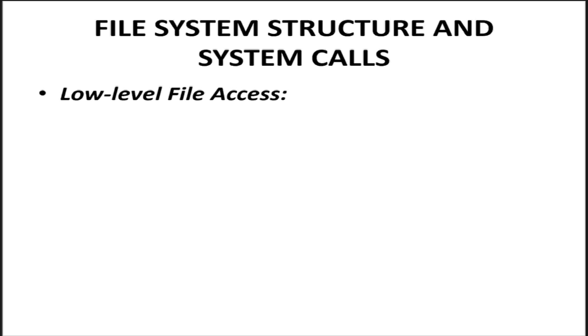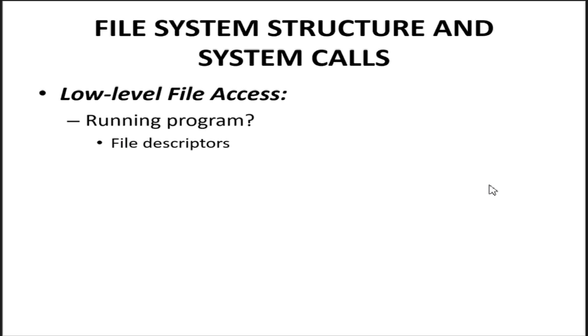We will discuss low-level file access. Each running program is called a process, which has a number of file descriptors associated with it. These are small integers that we can use to access open files or devices. But how many of these file descriptors are available will vary depending on how the system has been configured.